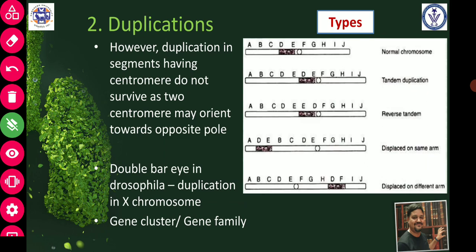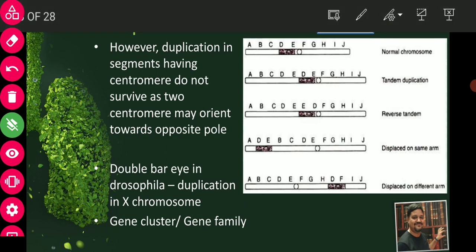So now there are different types of duplication. Here you can see this is the normal chromosome. This is the normal chromosome. Here you can see the tandem. The first type is tandem duplication. As the name suggests, tandem means one after another.